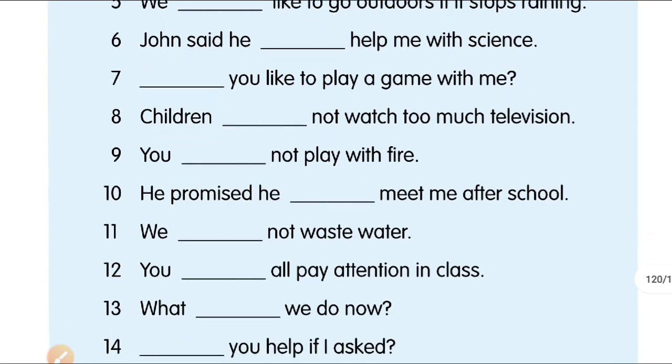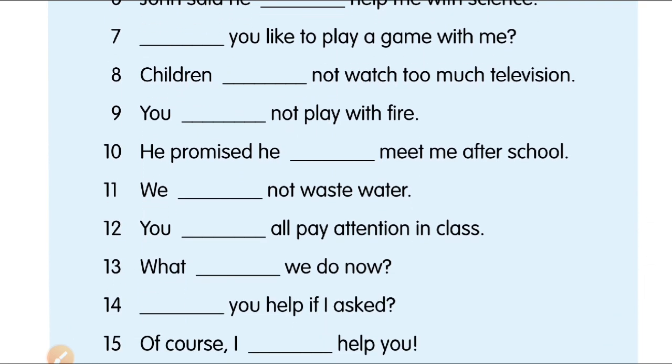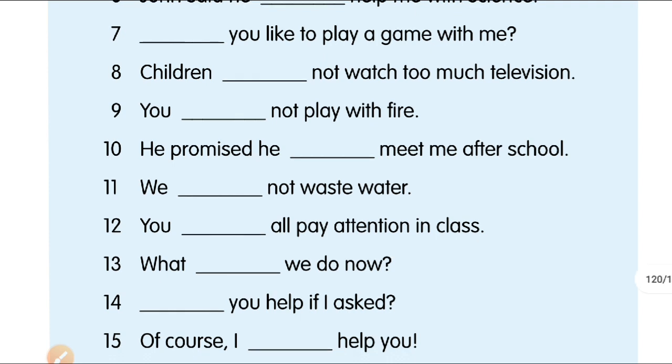So we can continue this exercise. We should not waste water. You should all pay attention in the class. Means it is advised to the students that you should pay attention in the class. Wherever it is advised to do something, you can use here should.